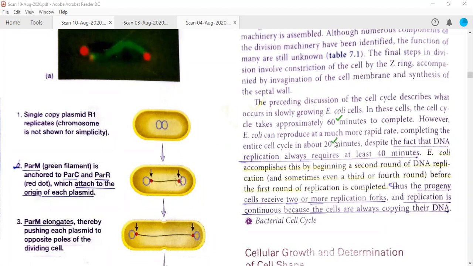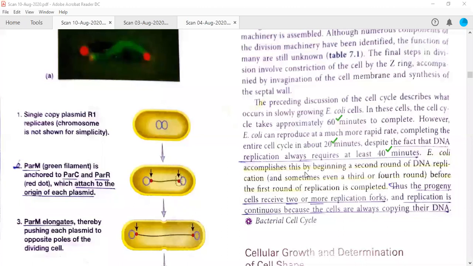So how is this fast division achieved? Despite the fact that DNA replication requires 40 minutes and the bacterial division requires 20 minutes, so overall 40 plus 20 requires 60 minutes, it is not the case. They are able to divide every 20 minutes. So they are doing some kind of extra work. What is this extra work?